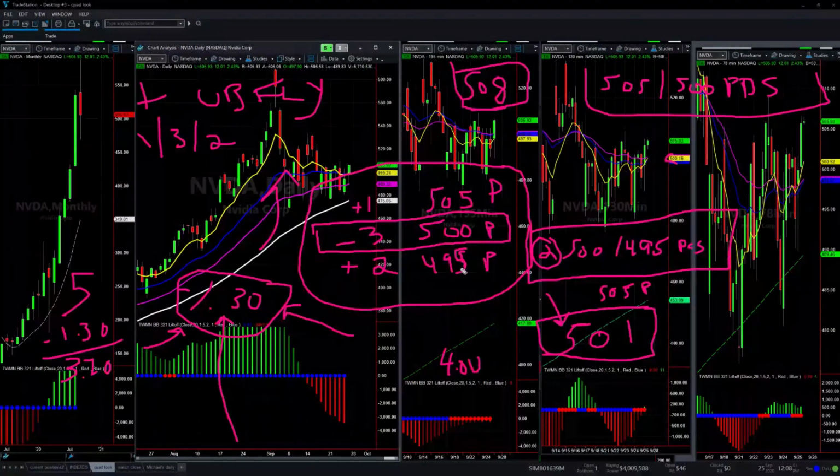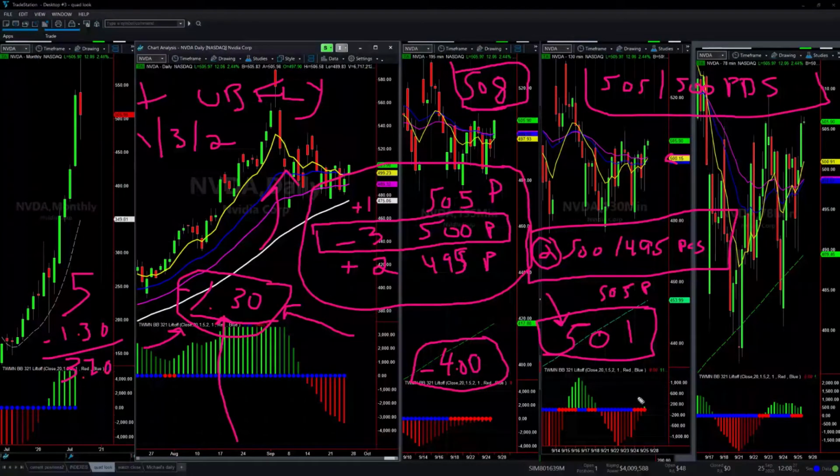And if the 495 is worthless, we know that, and the 500s are going to be worthless, then you've got, in this scenario, $400 or $4 that you can close this out at. A credit. So you initialize the trade for a credit, and then you can close it for an additional credit, because of this 505 put that has value.